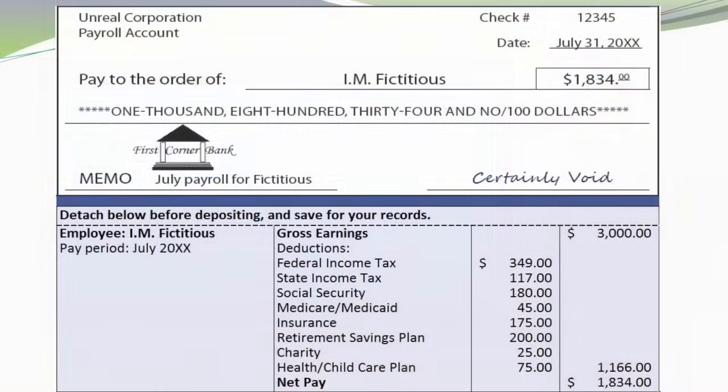So let's look at a paycheck. Here on the top, we've got a paycheck to I Am Fictitious for $1,834, even though their gross earnings was $3,000. We have $1,834 paid to the employee, or the net pay. This is offset by a variety of deductions related to federal income tax, state income tax, Social Security, Medicare, insurance, retirement plans, charitable contributions, health care, child care plans, and so forth. So you can see there's quite a difference potentially between gross pay and net pay.